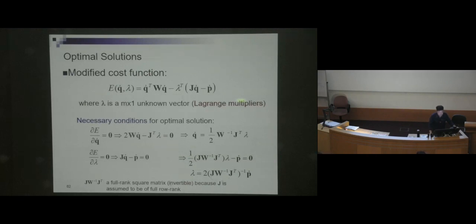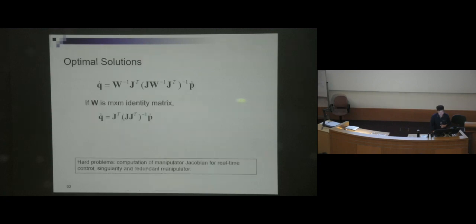We say that this matrix is a full rank square matrix, and is invertible because J is assumed to be a full row rank. But what happens if W is an n by n identity matrix? Identity matrix, 1, 1, 1 at the diagonal, remember? The inverse of your identity matrix will still be an identity matrix, and anything multiplied by the identity matrix will be itself. So this one can be taken out, and you have your J transpose, inverse, P dot. This is known as the pseudo inverse of J.